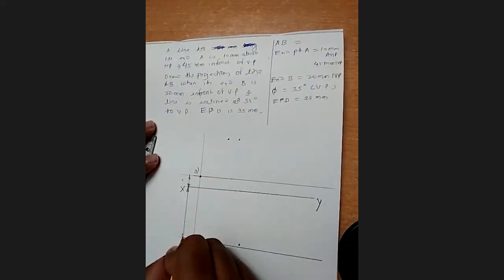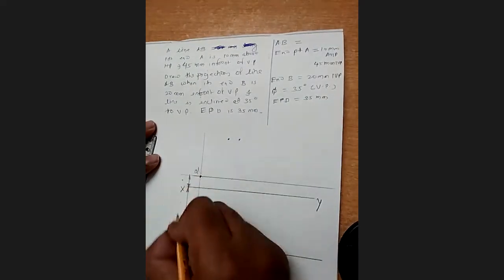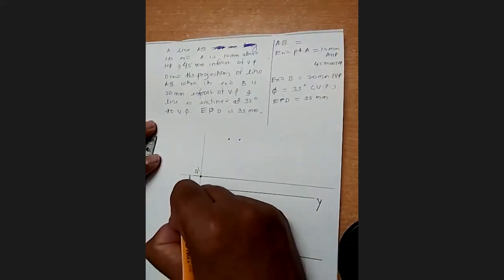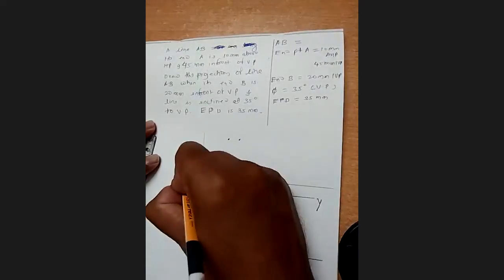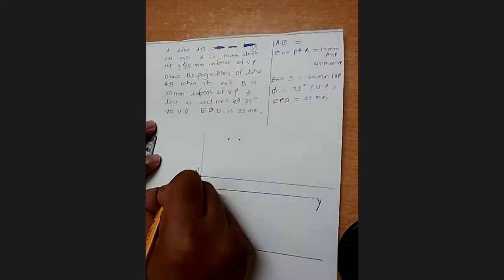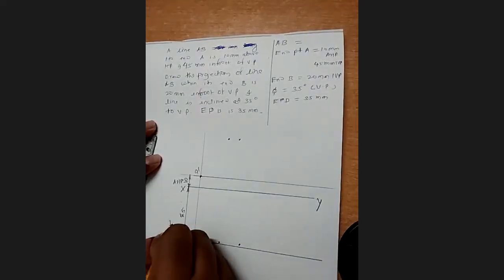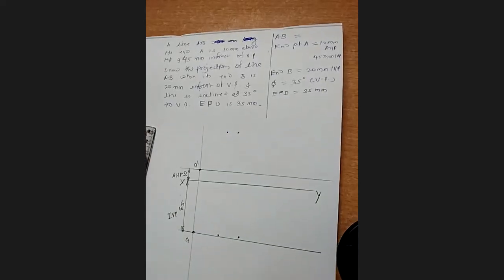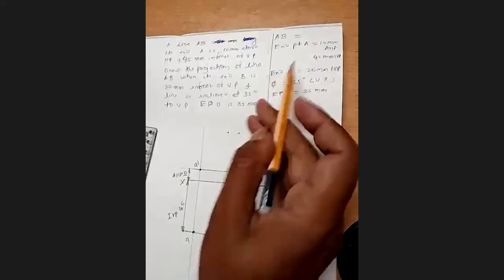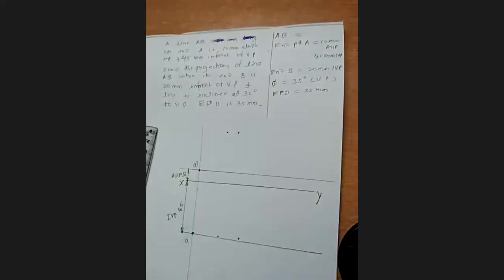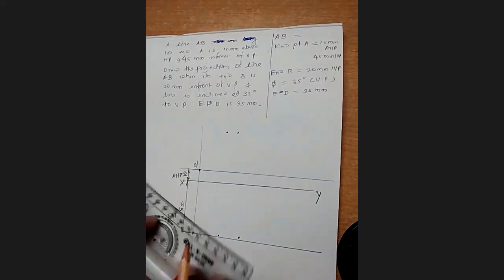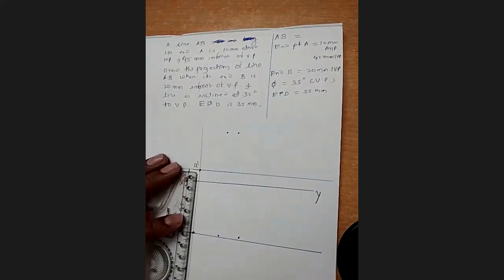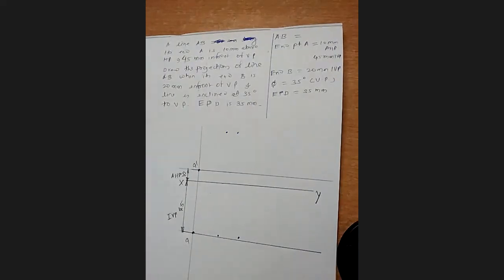Okay. Let's complete this part. This is 45 millimeter in front of VP, 10 millimeter above HP. So this shows above HP and this in front of VP. What next have they given? They have given the end point B 20 millimeter in front of VP. Let's take 20 millimeter in front of VP from XY line.